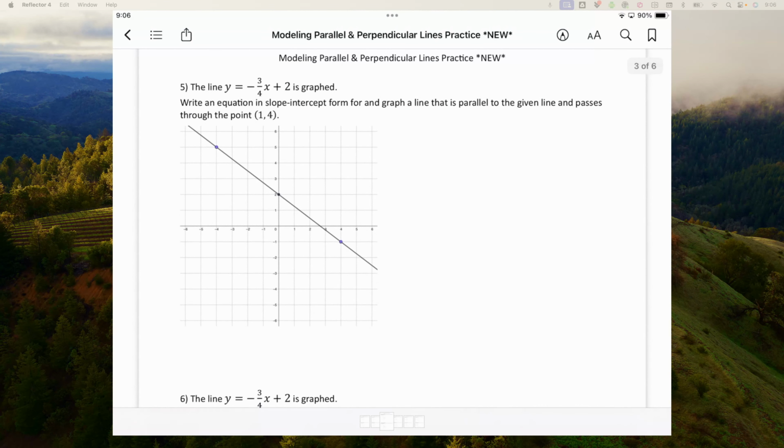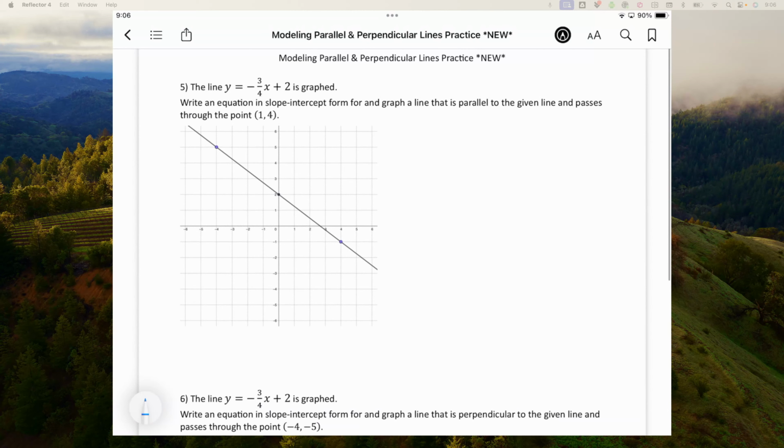So, parallel, slope will be the same. We do have a point, 1, 4. We do have a slope, which is -3/4. So we would start at 1, 4. And then slope is -3/4, so down 3 to the right 4. And these lines are parallel because the slope is exactly the same.